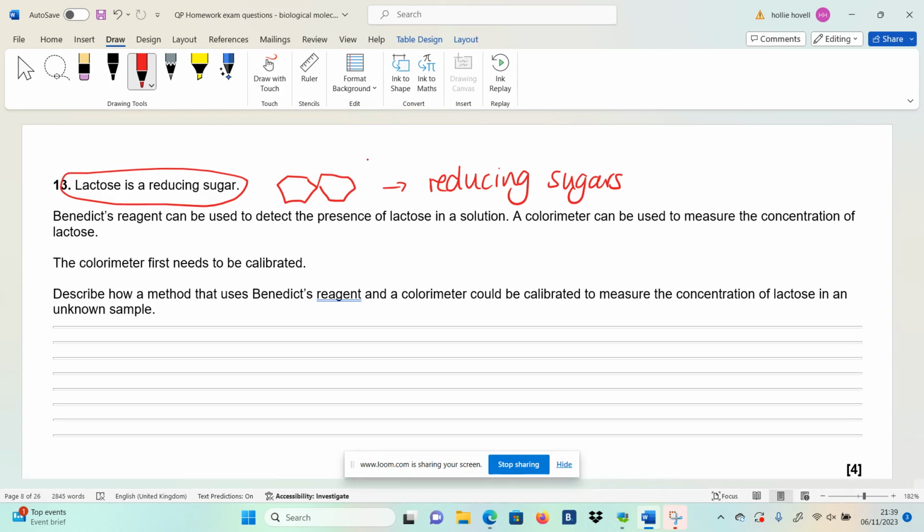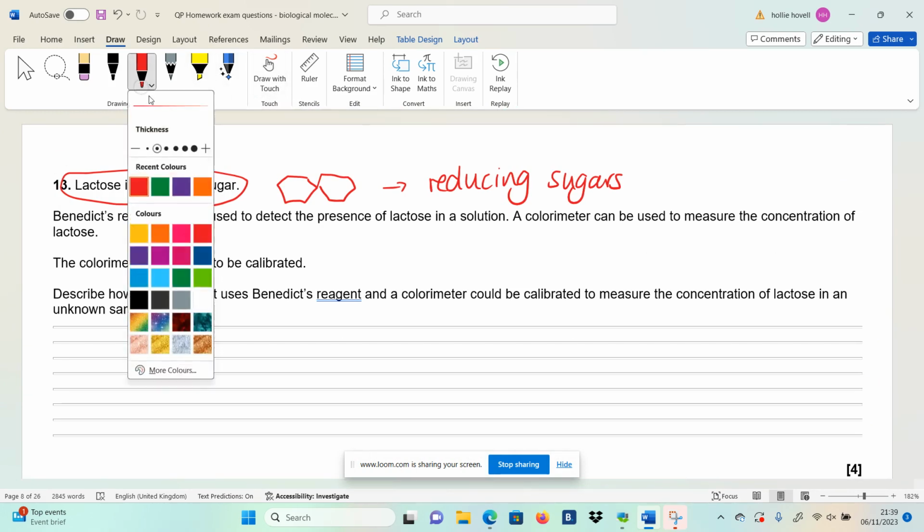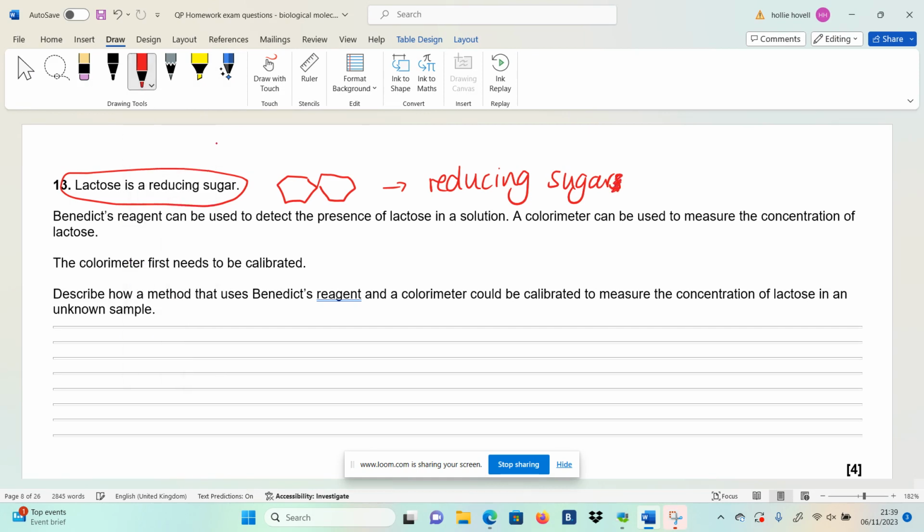So it's a disaccharide that is a reducing sugar. Okay, I don't know why there's an S on there, sorry. Which is unusual, but it tells us that that's the case. We know lactose is a disaccharide because we know that maltose, sucrose, and lactose are our disaccharides. We need to learn those.